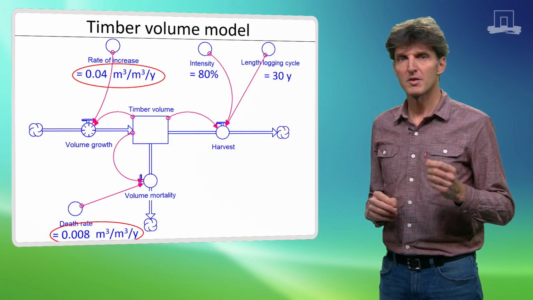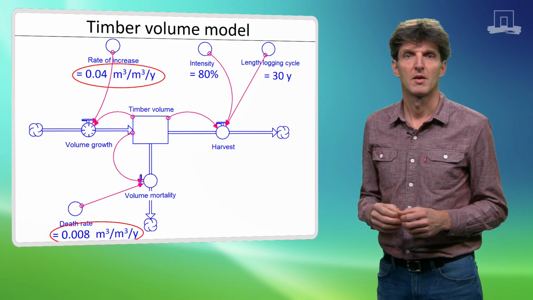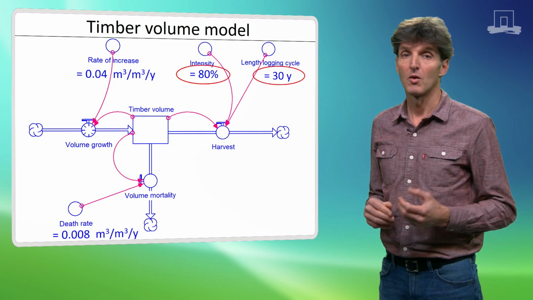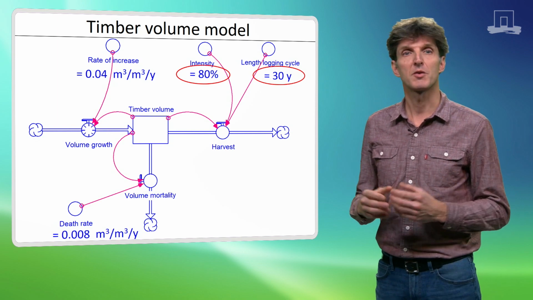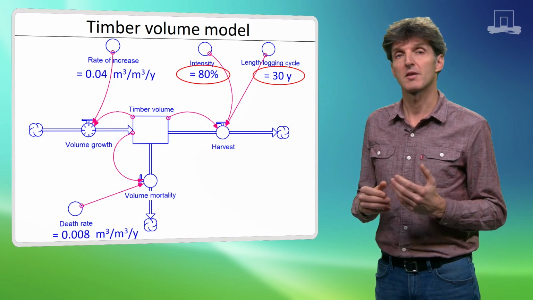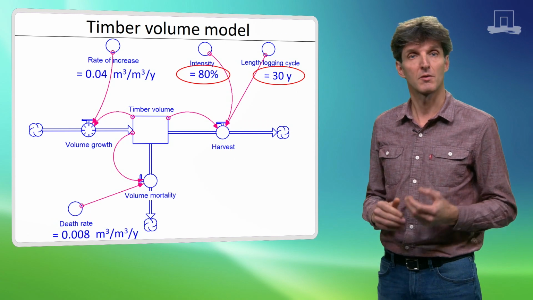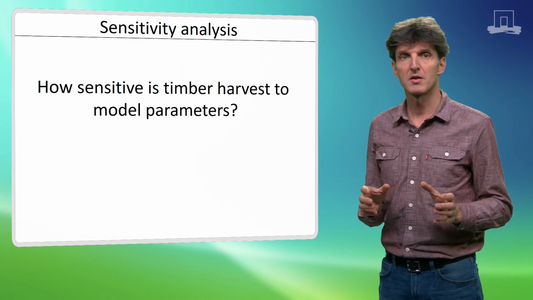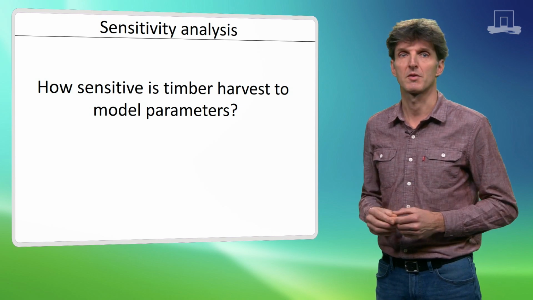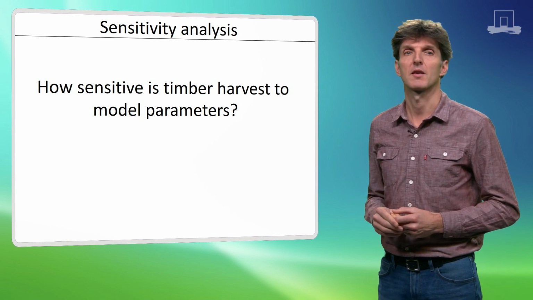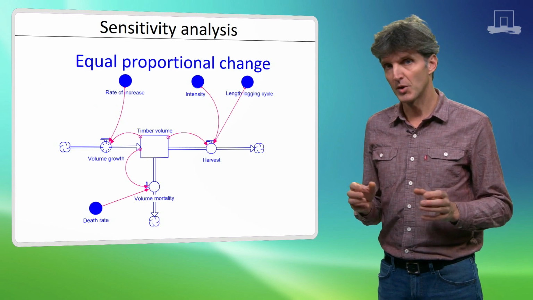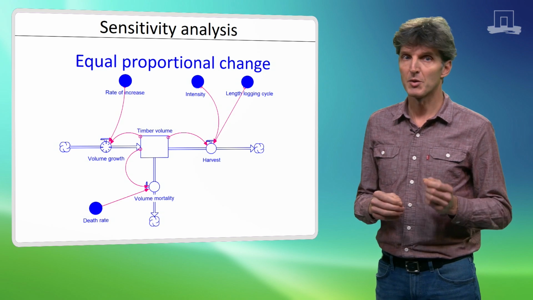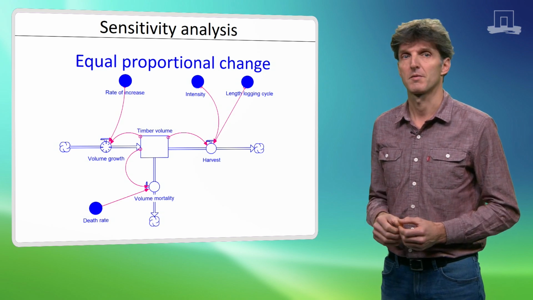Now suppose that some converter values are uncertain, then it is important to know the impact of this uncertainty on model output. Or suppose we can modify some of these parameters by forest management, then it is of interest to know the effect of these measures on future harvests. In both cases, we want to know how sensitive timber harvest is to model parameters. And this is called sensitivity analysis. In this example, we apply a 10% increase to each of the 4 model parameters. Then we check the effect on the model output of interest.